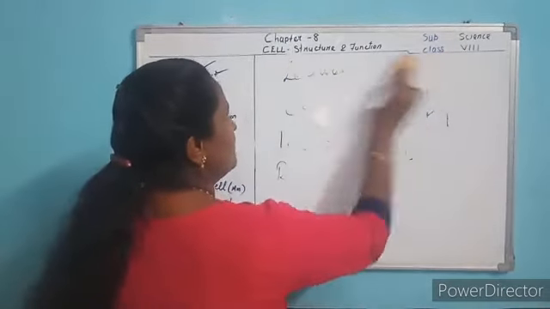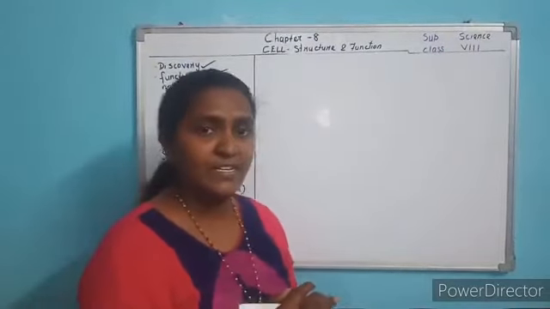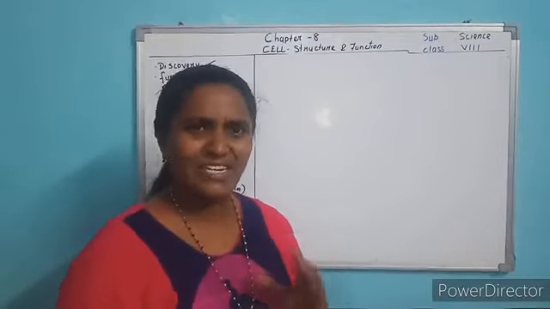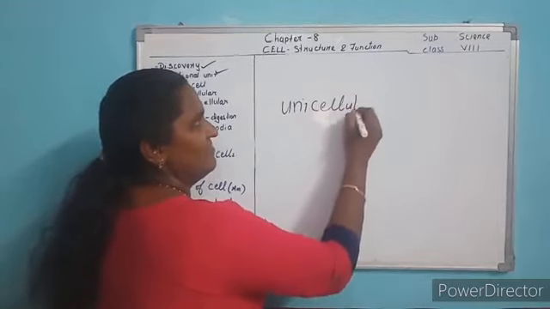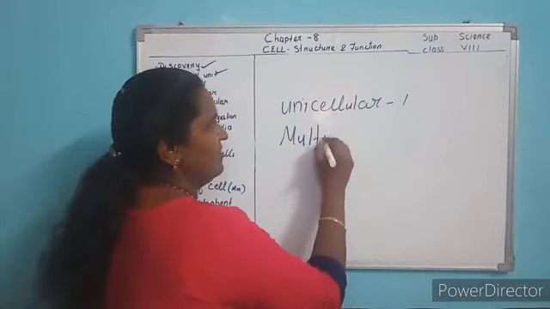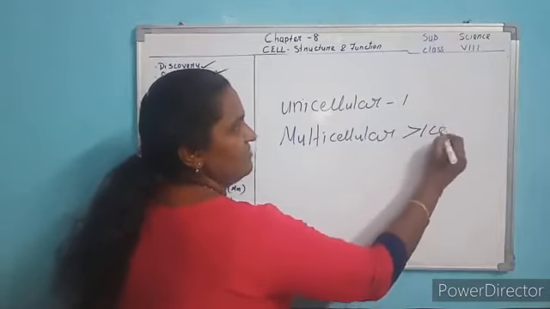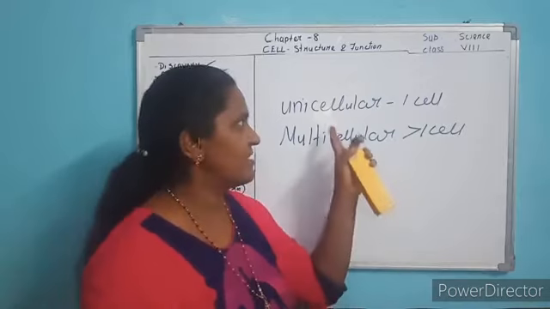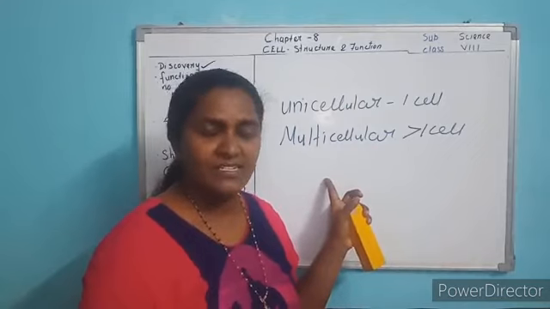Now we are going to study unicellular and multicellular organisms. Uni means one, only one cell. Multi means more than one cell. The organism which has one cell is called unicellular. The organism which has more than one cell is called multicellular.